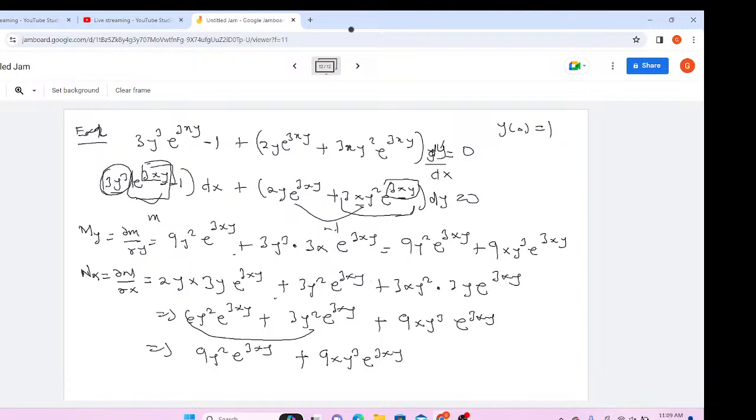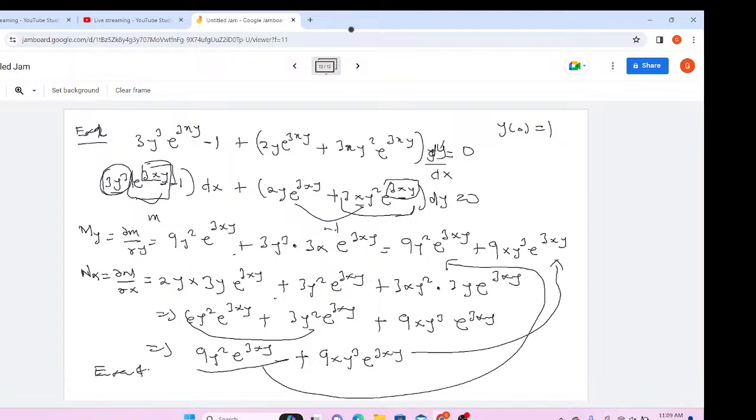So let's compare that with the m. We have 9y squared e to the 3xy, the same as this, and this is also the same as this. Then you can see that this differential equation is exact.